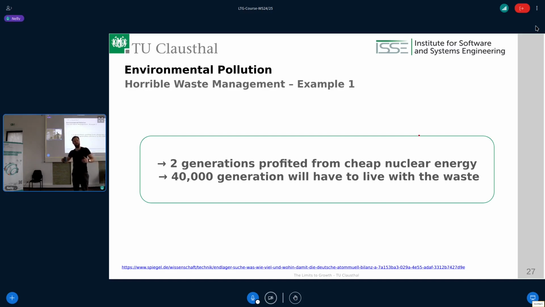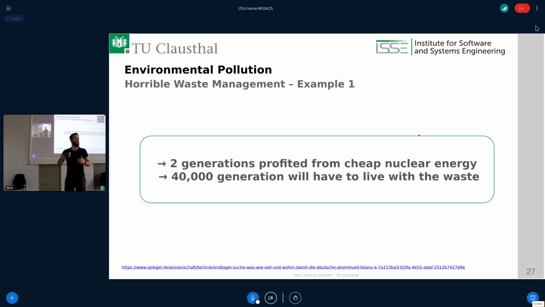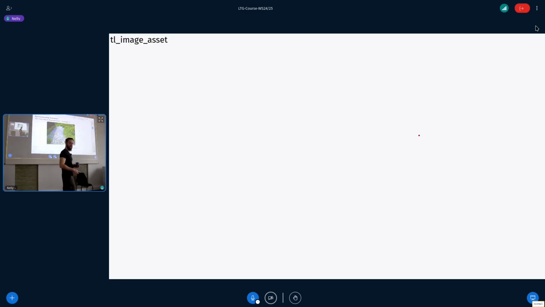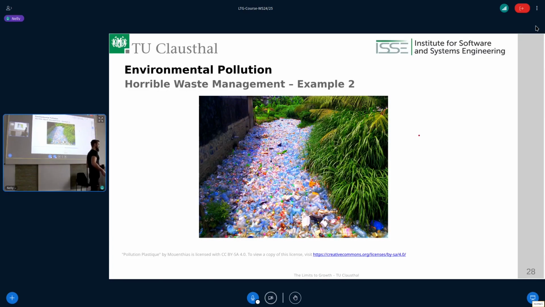Once again, it's difficult to get a connection here to the sustainability definition of covering our needs without compromising the needs of future generations. If you have 2 generations who had a really nice life and didn't pay too much for energy, and then 40,000 generations have to somehow look after that waste that we left them. And I would include us there as well, even though we are probably the 3rd generation who profits now, but you get that point. Good, next part, plastic.